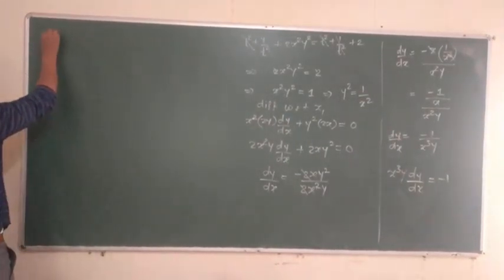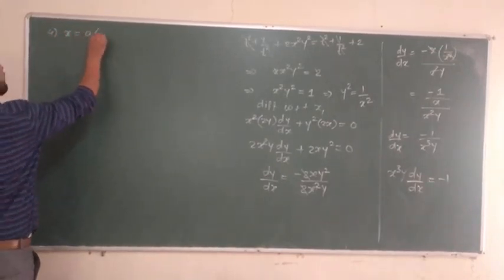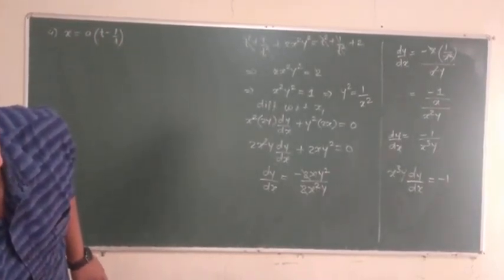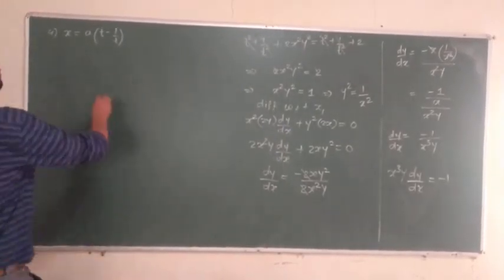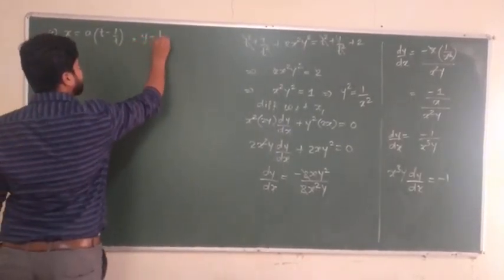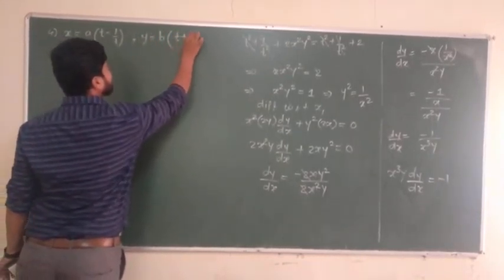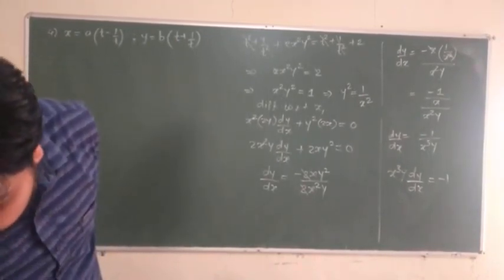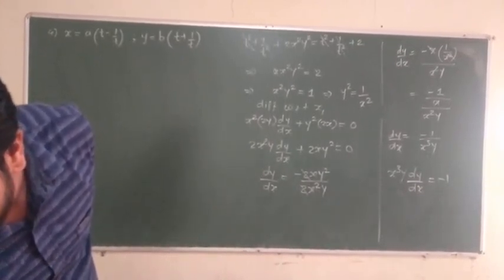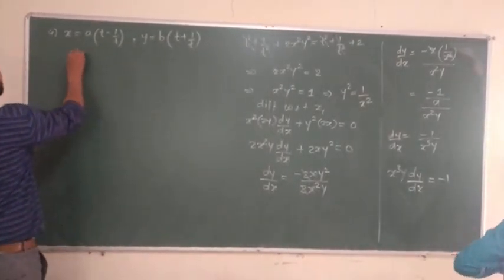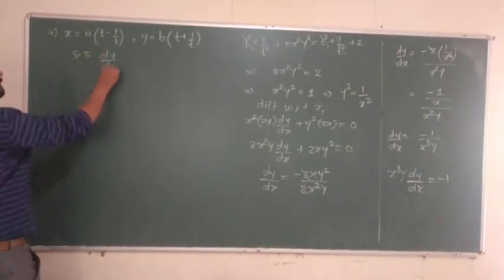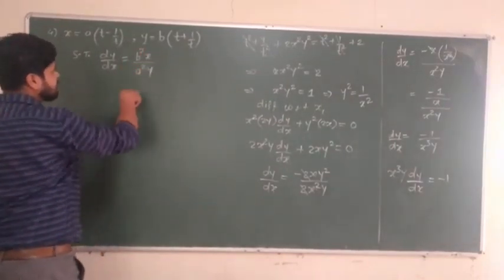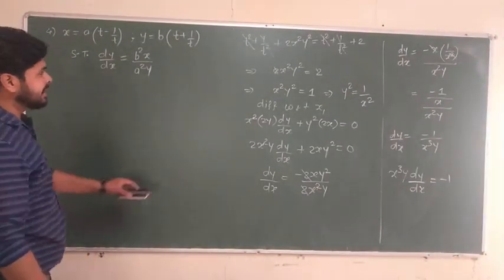Next example is x is equal to a in bracket t minus 1 upon t and y is equal to b in bracket t plus 1 upon t, then show that dy by dx is equal to b square x upon a square y. Okay, let us solve this.